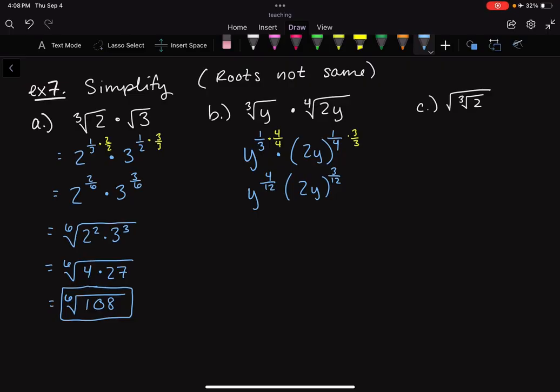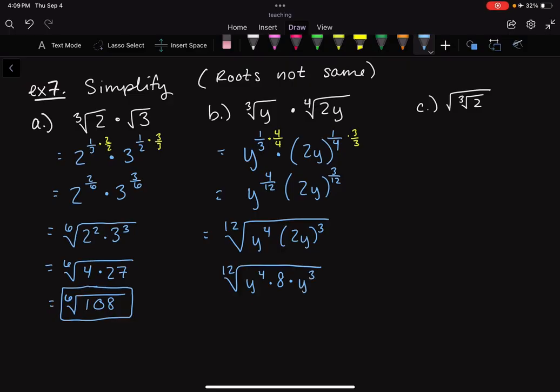Well, now they can be written in the same root. So I have the 12th root, y to the 4th. Be careful here. This is 2y cubed. I keep forgetting my equal signs. So y to the 4th. 2 cubed is 8. And then y cubed.